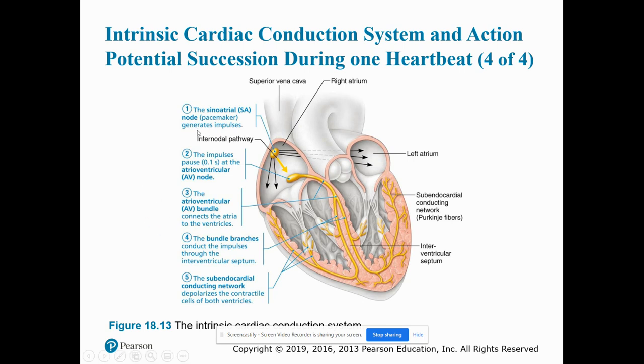SA node is the pacemaker of the heart, sits up here. Contraction through the atria to the AV node, from the AV node down to the atrioventricular bundle, from there to the bundle branches, and then from there to the subendocardial conducting network.